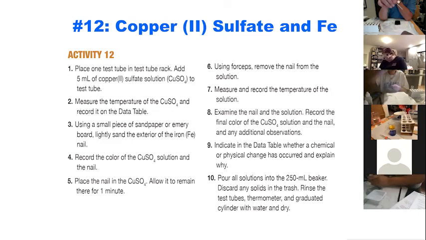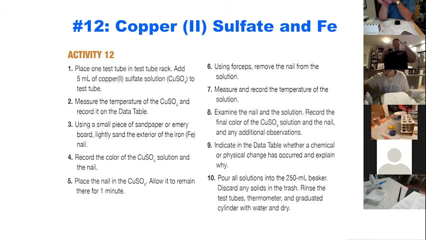Positive. Is it? Look at the title, it says copper 2 sulfate and Fe. Is there any charge next to the Fe? No. So what's the charge of iron metal? 0. 0, right. It doesn't have one.